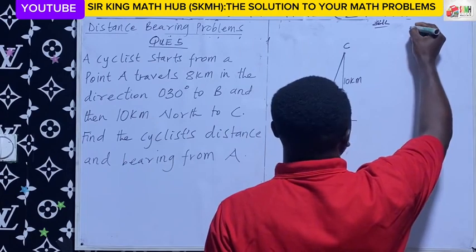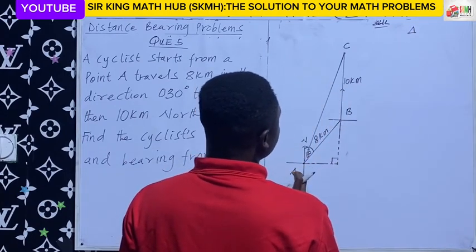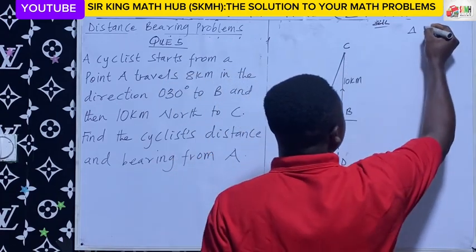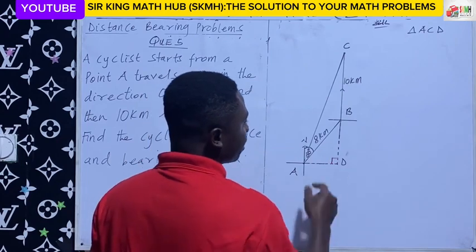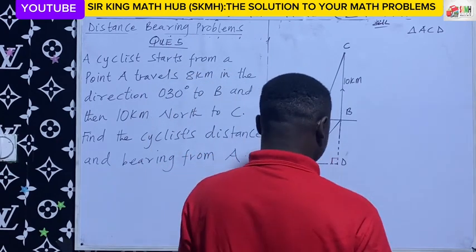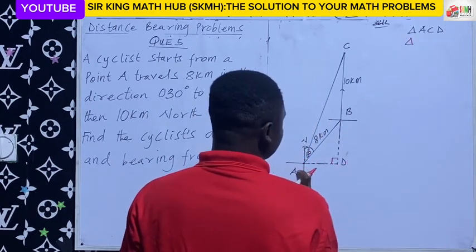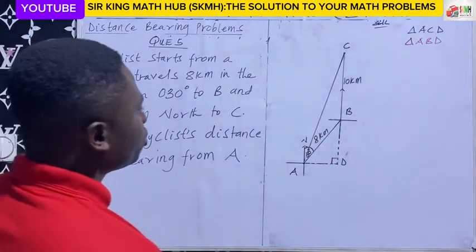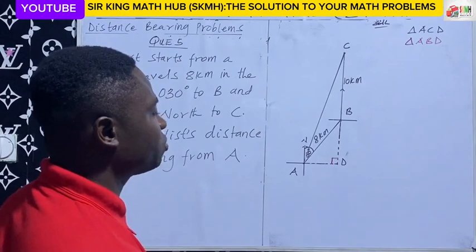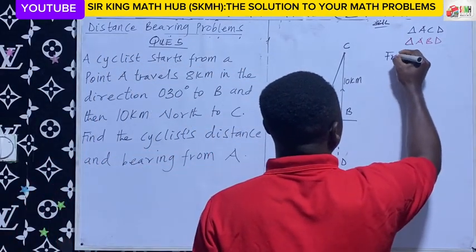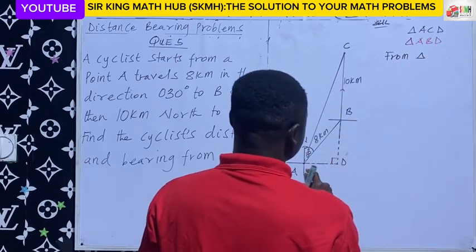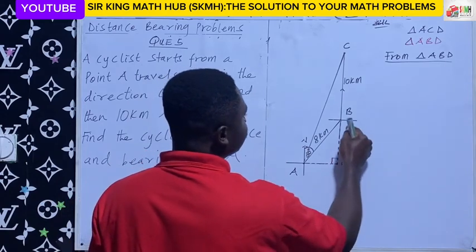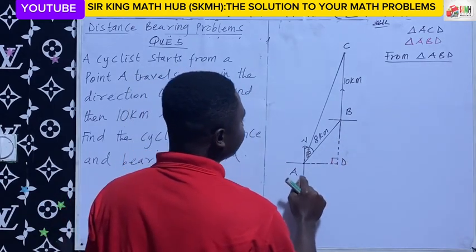For the bigger one, I'm naming this point here as D, so that I get triangle ACD, ACD for the bigger one. And then can you also see the smaller right angle triangle? I'm naming the smaller one triangle ABD. So we make references from them. So from the smaller right angle triangle ABD, we want to calculate this length here, line BD, and also line AD. That is what we want to do.